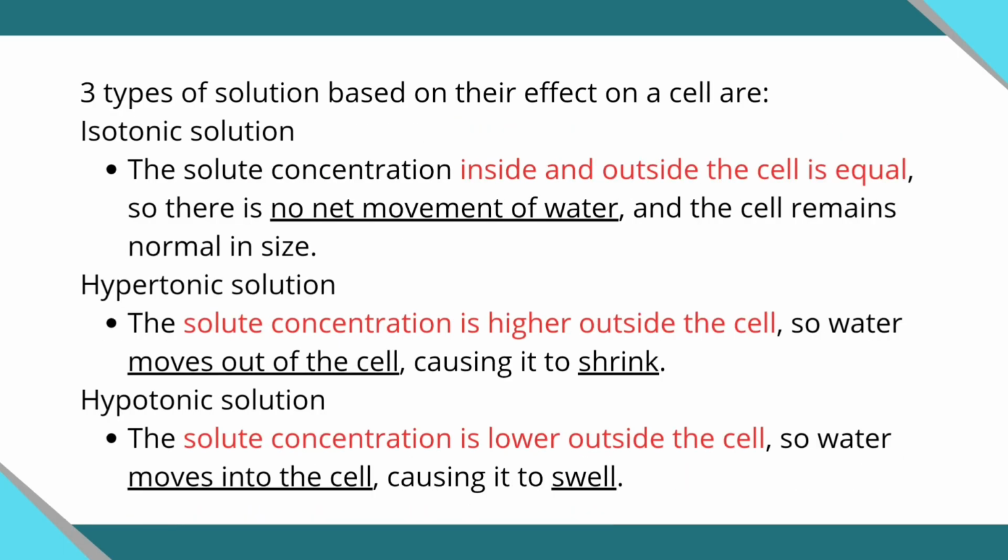The three types of solutions based on their effect on a cell are: first, the isotonic solution. The solute concentration inside and outside the cell is equal, so there is no net movement of water, and the cell remains normal in size. Second is the hypertonic solution. The solute concentration is higher outside the cell, so water moves out of the cell, causing it to shrink. And the hypotonic solution. The solute concentration is lower outside the cell, so water moves into the cell, causing it to swell.